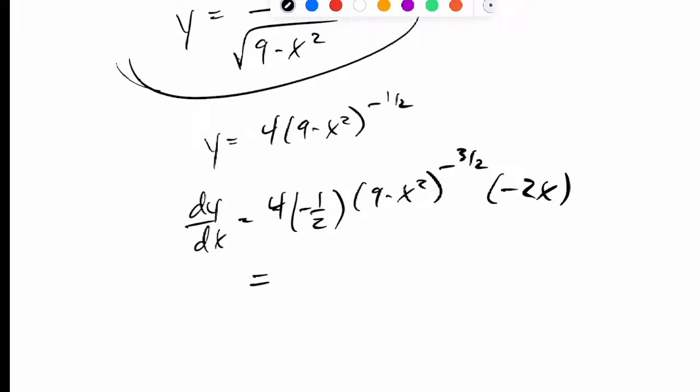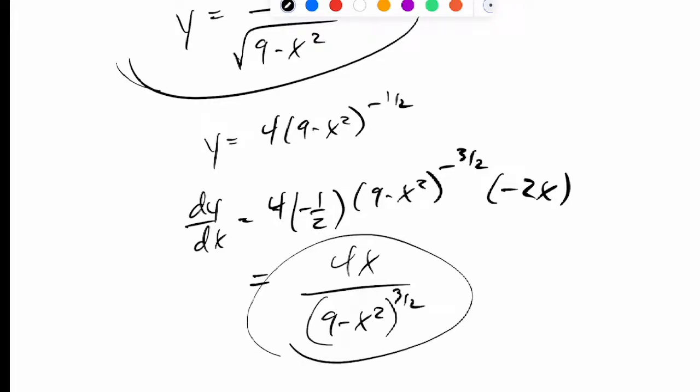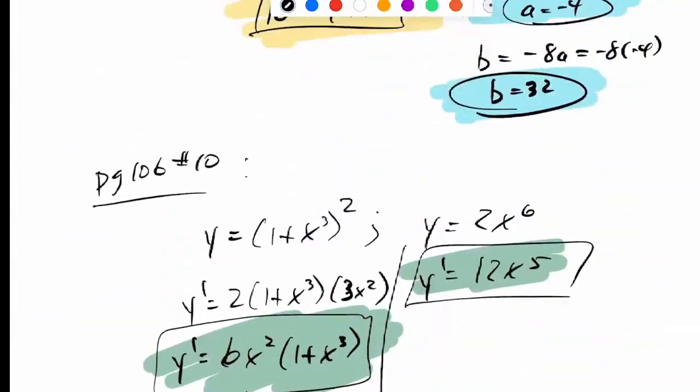So I don't know where I am with this, but this becomes 4x over 9 minus x squared to the 3/2. I think that's it for 1H, whoever asked it. Okay, yeah, I wasn't sure what to do with it. No, it's a good question. I wasn't sure how to simplify it anymore. Sure. For sure, for sure.